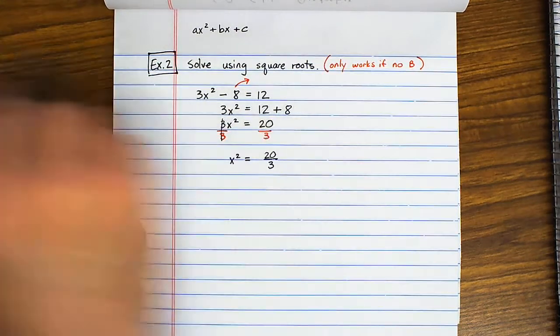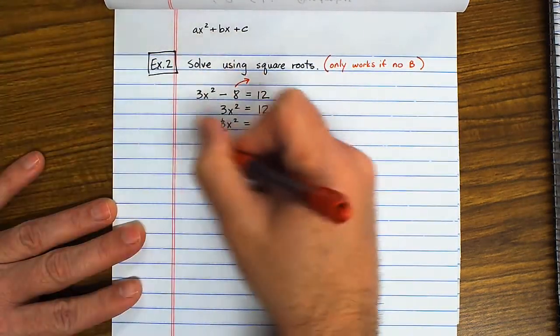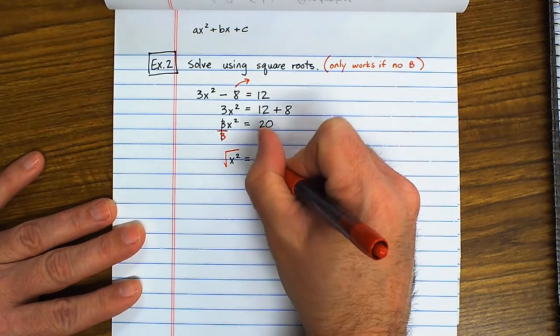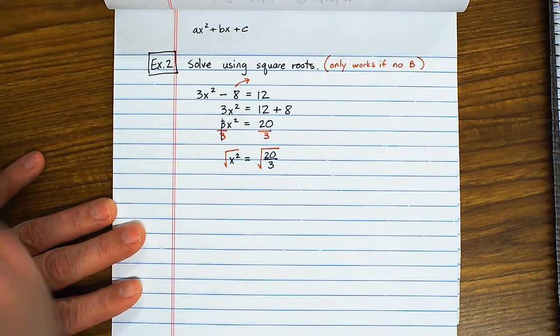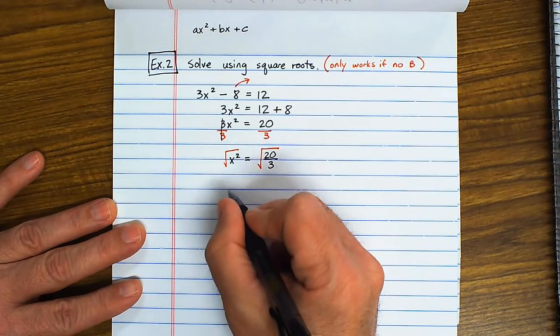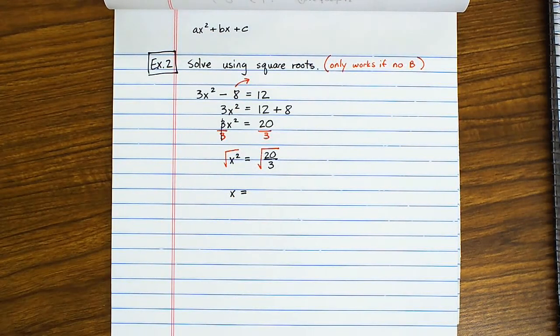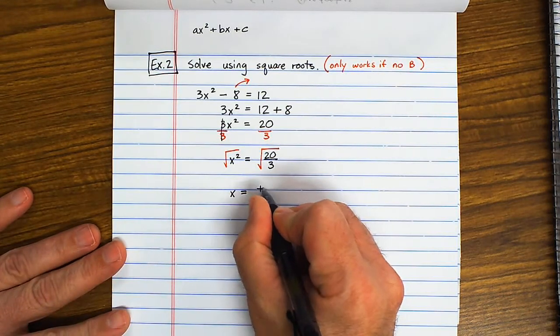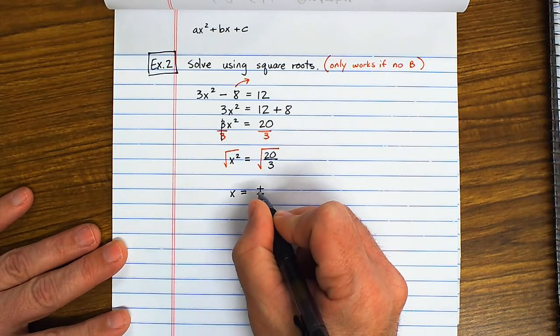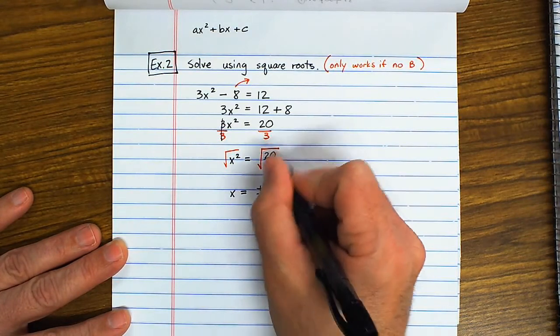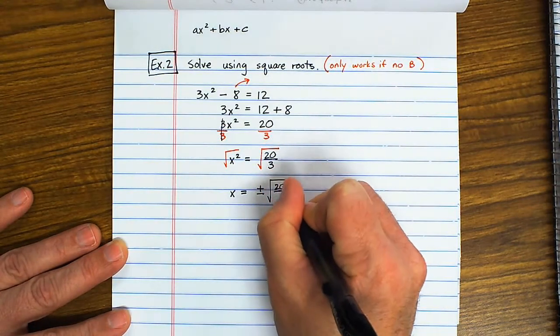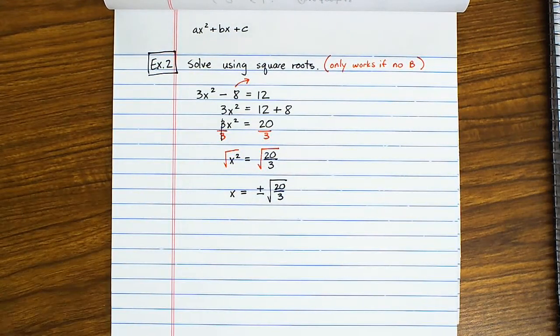Square root it. So now we're going to square root. I'll do it in red. And whatever I do to one side, I do to the other. The square root of x squared is going to be x. And then here's something that might be new for some of y'all, but you're going to have to remember this every time or you'll get it wrong. Anytime you square root, your answer is going to have a plus minus sign in front. So we are going to get plus minus the square root of 20/3.